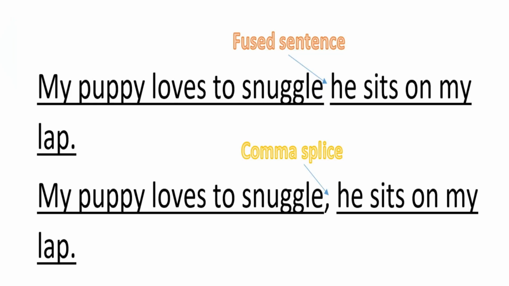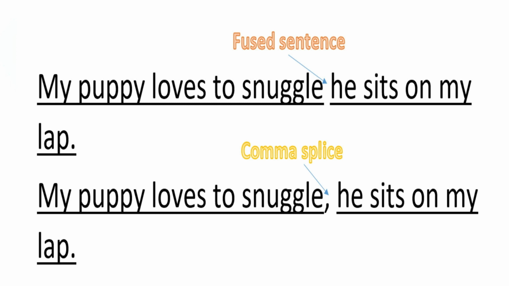So here are our run-ons. My puppy loves to snuggle, he sits on my lap. The first way it's presented is as a fused sentence. There's no punctuation within the sentence at all. The second way, which is equally as incorrect, is as a comma splice. In the middle of those two independent clauses, there's a comma where there should be a period or some other type of punctuation or word configuration that makes it correct.